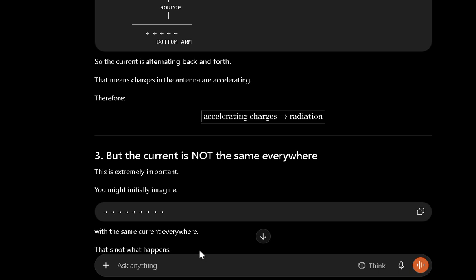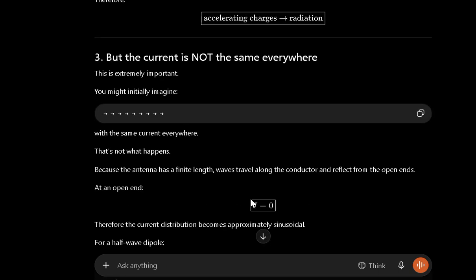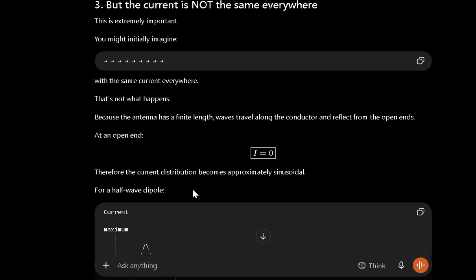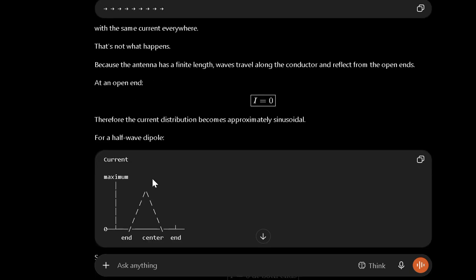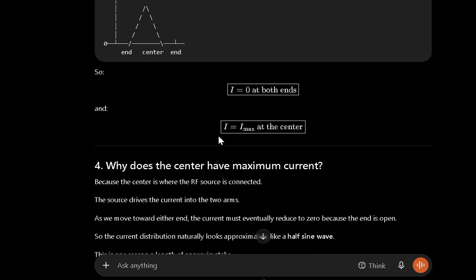So the current is not the same everywhere, which is extremely important. You might initially imagine the same current everywhere, but that's not what happens. Because the antenna has a finite length, the wave travels along the conductor and reflects at the open ends. I equals 0 at the ends, therefore the current distribution becomes approximately I equals 0 at the ends and maximum, I max, at the center.